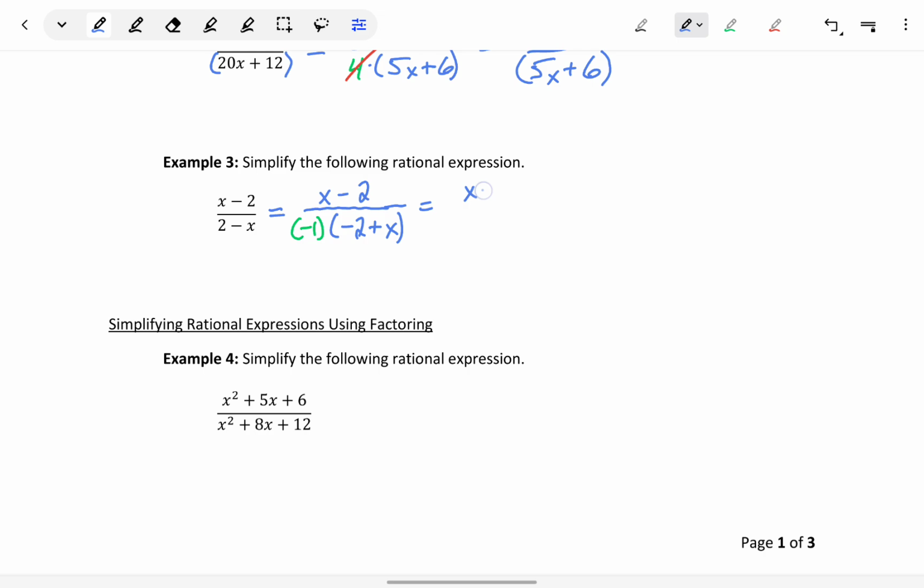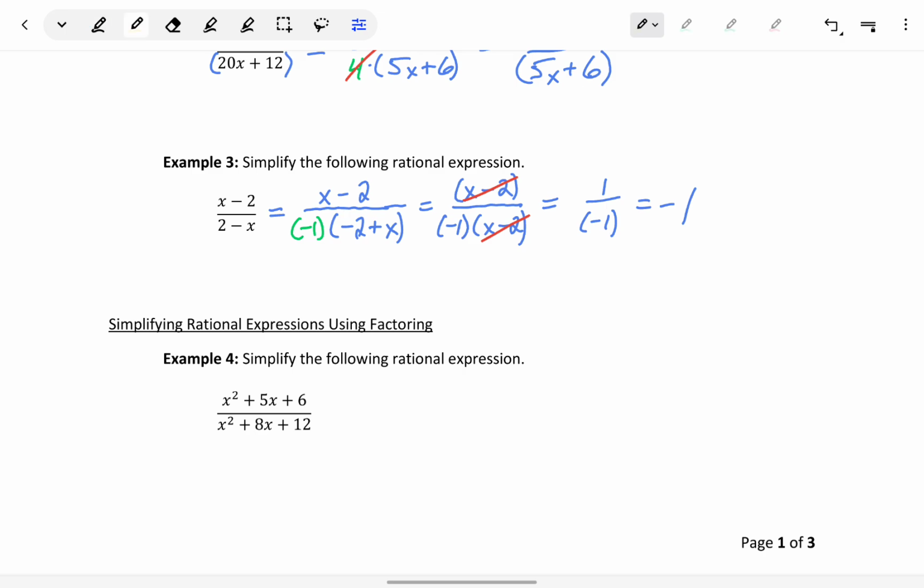And then if we just reorder this a little bit, this is the same thing as x minus 2 over negative 1 times x minus 2. So just rearranging that addition step in the denominator. Now we have common factors because we have x minus 2 in both the numerator and denominator. Those two factors are identical, so they'll cancel out or divide out to 1, leaving us with 1 over negative 1, which is the same thing as just negative 1.